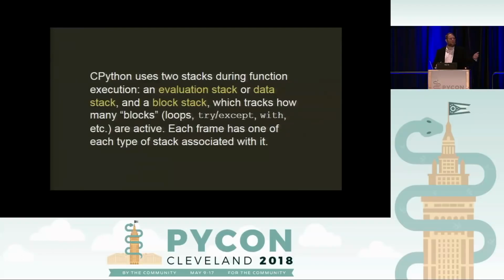There's also a second one called a block stack. A block stack keeps track of how many different blocks are active right now. Blocks are things like a try/except, a with block, anything like that. Python needs that because there are some statements like break and continue that affect whatever the current block is. So Python needs to know what is the current block. And it does that by simply managing a stack. Every time you go into certain constructs like this, it pushes a new item on the block stack. When it finishes, it pops that item back off. So let's look at how we execute a function.